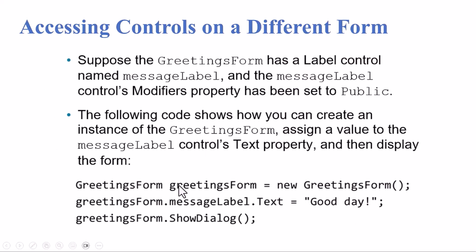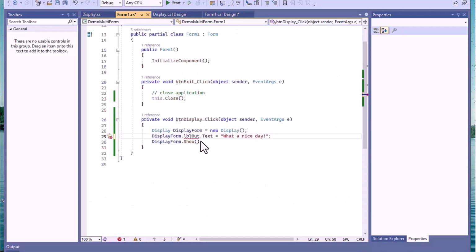You can say greetings form dot greeting form is equal to new greetings form, and then go into our label, for example, and identify it by the form name and the object name and the property, and put in what you want in that property. And then you can show your dialog. So we're basically identifying the form, the object on it, and the property on it, and making that change. So let's go ahead and do that.